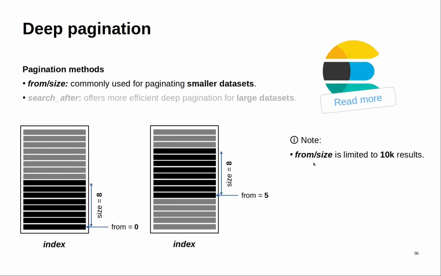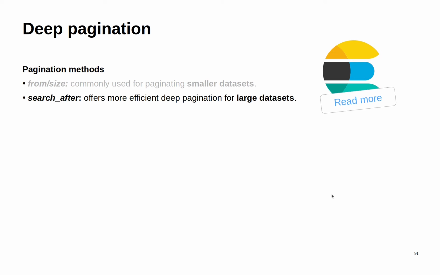Note, this method is not usable if you have more than 10,000 documents in your index, because it demands significant memory for deep pagination. Each time documents are skipped, performance slows down, making this approach unsuitable for larger indexes. Now let's explore the search after method.